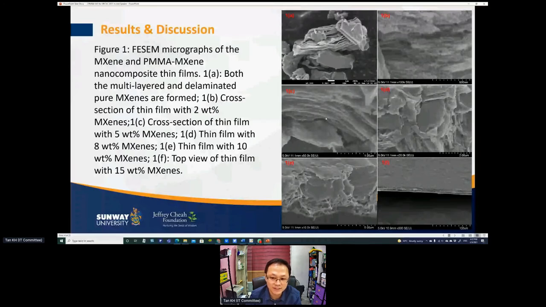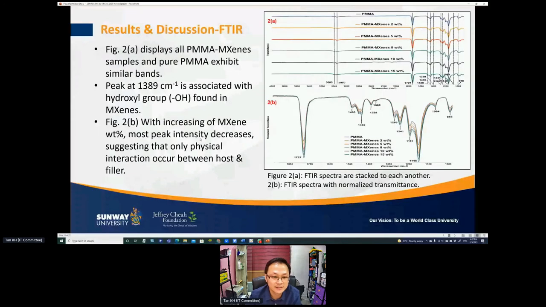And then when we proceed to increase from 5 weight percent of MICNC all the way up to 8 weight percent, the overall degree of disorder of the nanocomposite film is gone. It's not that nice. Anyway, figure 1F shows the thin film that we get with the highest MICNC content. The mix of the MICNC and the PMMA is not homogeneous when the percentage of the MICNC is increased.